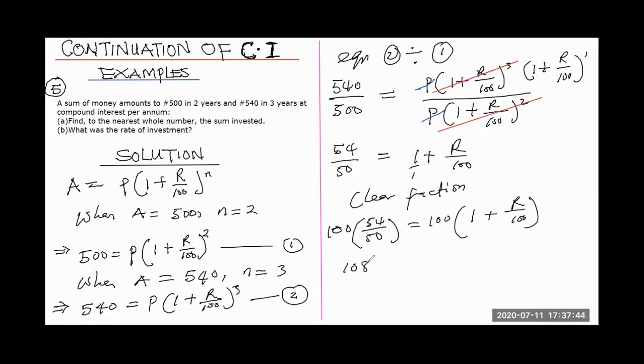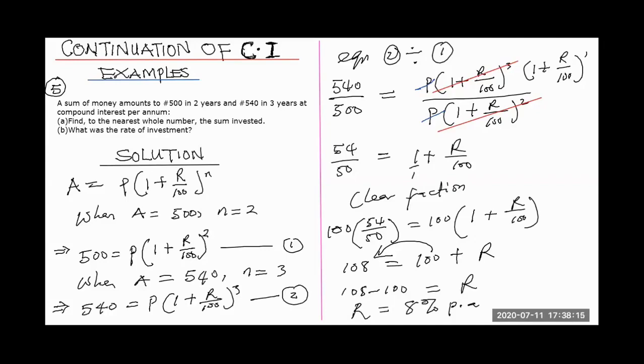You have 108 equals 100, using 100 to expand, plus 100 times this one, of course 100 we cancel, 100 remains r. If you collect like terms, this one goes over there, 108 minus 100 is equal to our r. So what is our r? Our r is equal to 8% per annum. So we are getting our r.